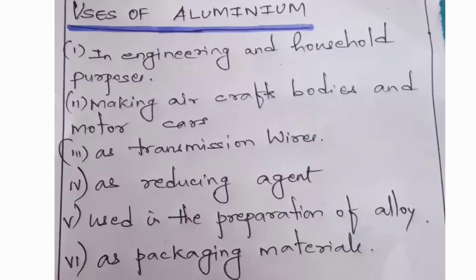Now, let us again repeat the uses of aluminium. Aluminium is widely used in engineering and household purposes. It is used in making aircraft bodies and motor cars. On account of its good electrical conductivity, it is used in transmission wires. Due to its great reducing property, aluminium is used in thermite welding of rails and machine parts. Aluminium powder is used in fireworks and in anti-corrosive paint for iron grills and poles. It is used as a reducing agent and as a colouring substance. Aluminium is extensively used in the preparation of alloys like magnalium, duralumin, etc.